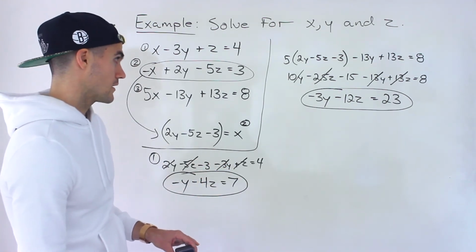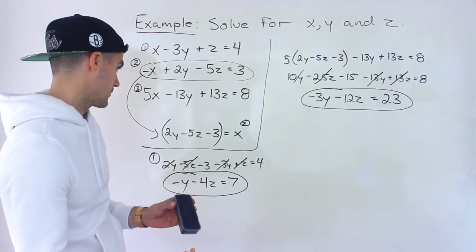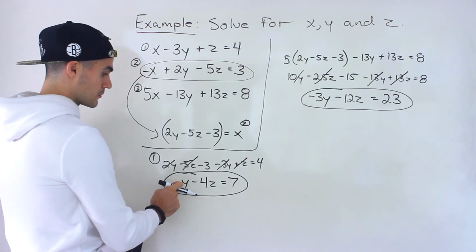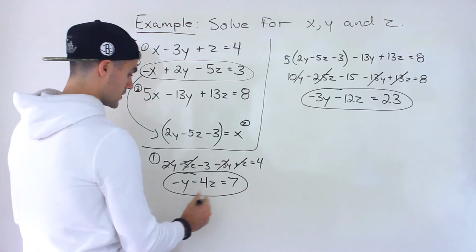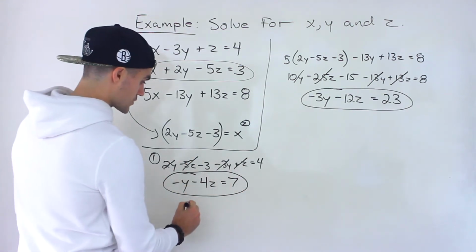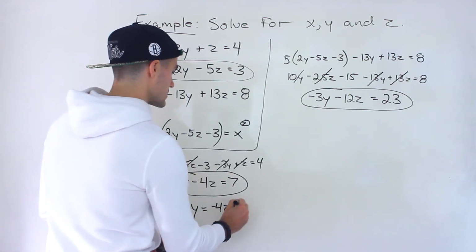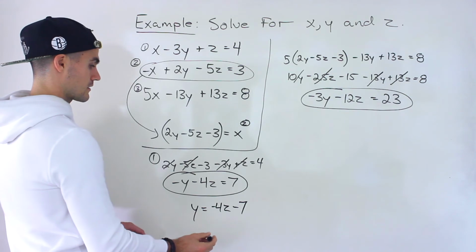To do that, you could do substitution or elimination. What I'm going to do is substitution because of this y by itself. I'm going to isolate for it. I'm going to bring it over, so it'll become positive y, then I'll bring the 7 over. So we'd end up with y equals negative 4z minus 7, like that.